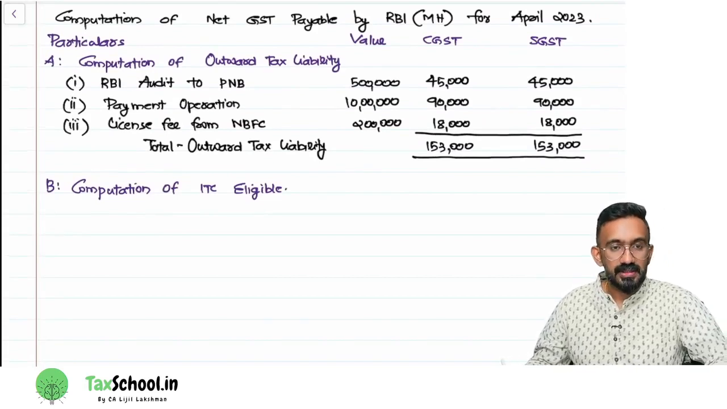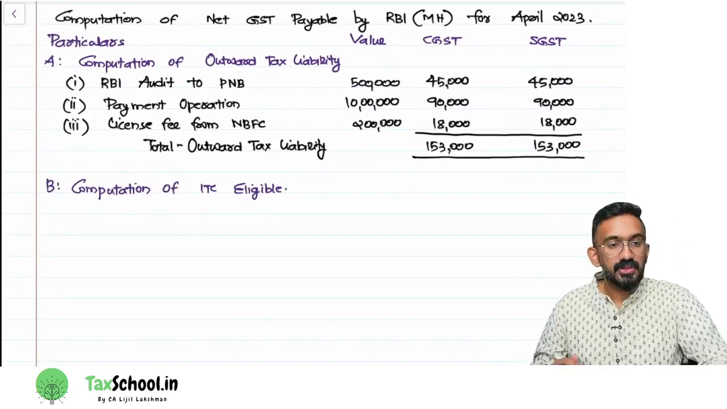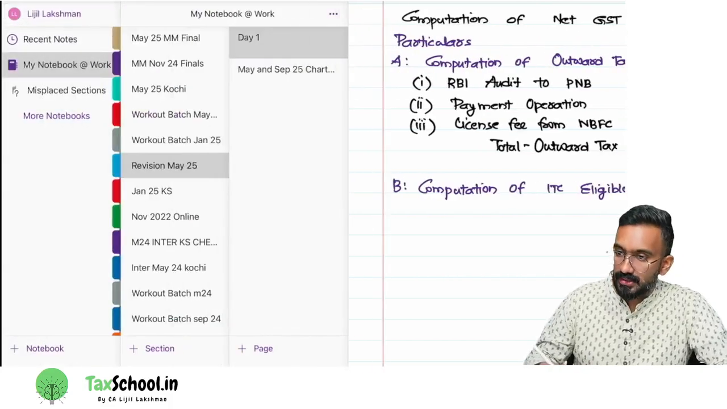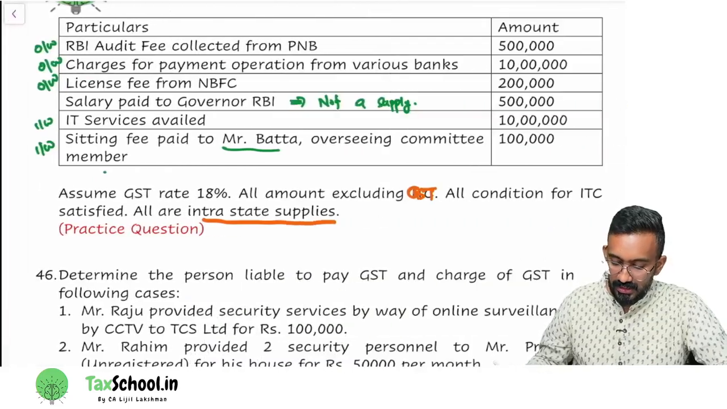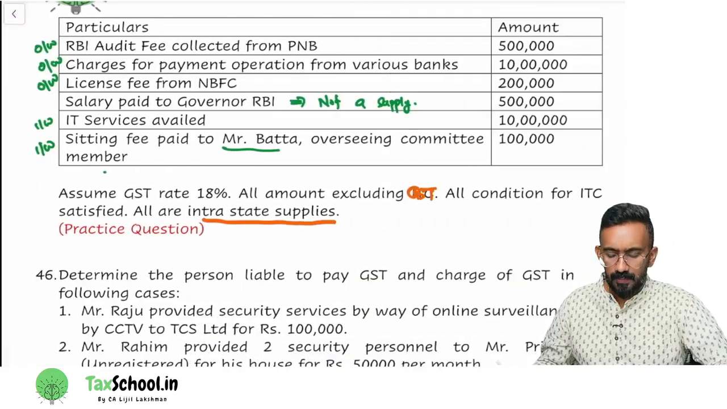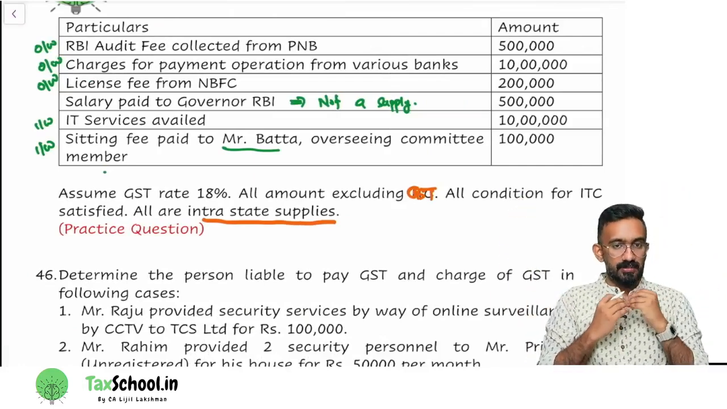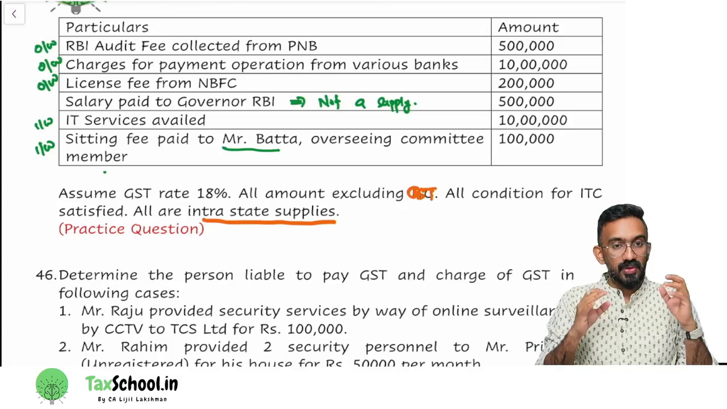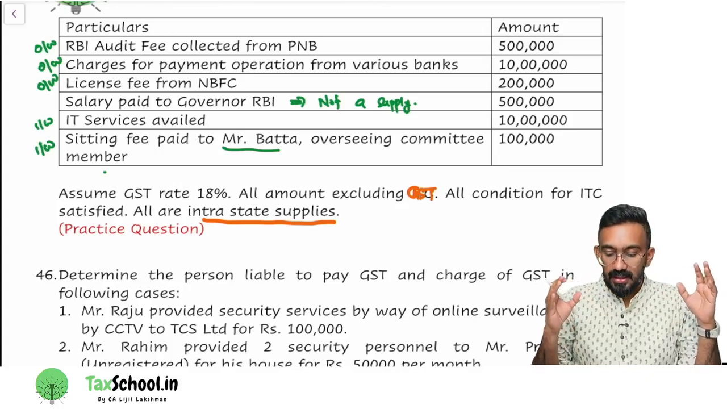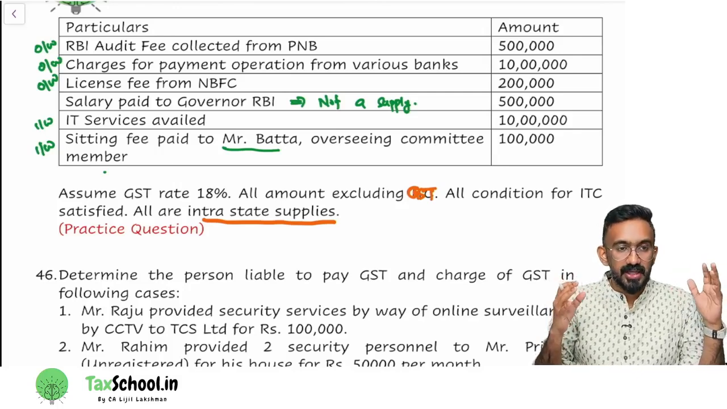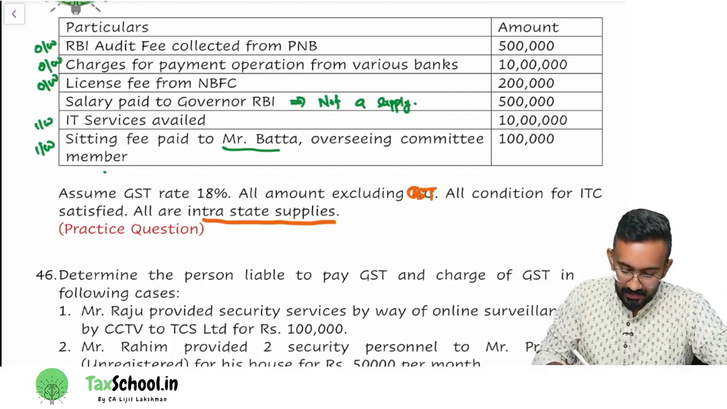To compute what is ITC eligible, I should first look at in the question, do I have any opening credit available? So I'm going back to the question and checking if there is any opening credit available. No. Then I have to look at what are the payments that I've made wherein I have taken an inward supply. Now, if you look at this particular question, you have salary that is paid to RBI governor. This salary paid to RBI governor is not even a supply, so I would not have paid GST, I can't take ITC. But we have to write this and then write a working note.